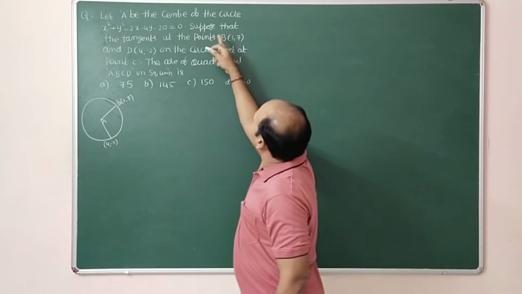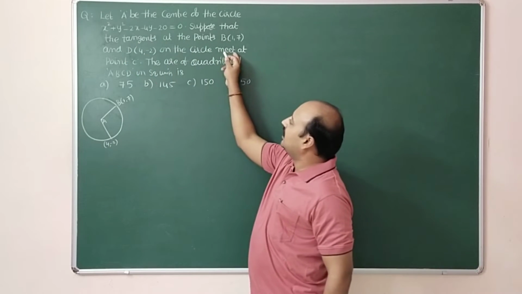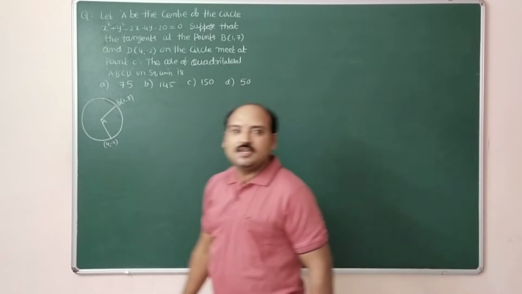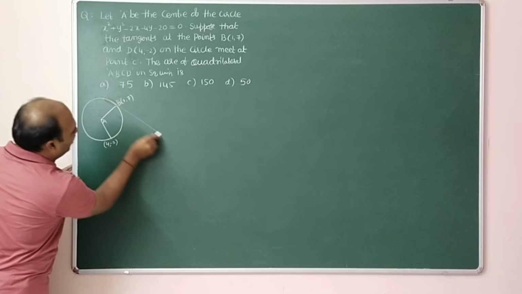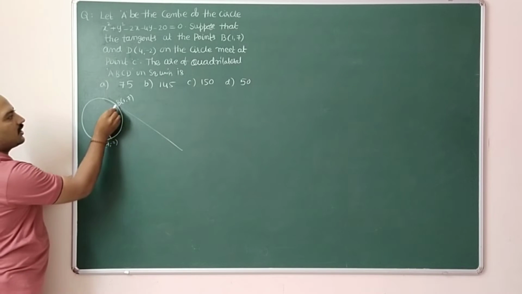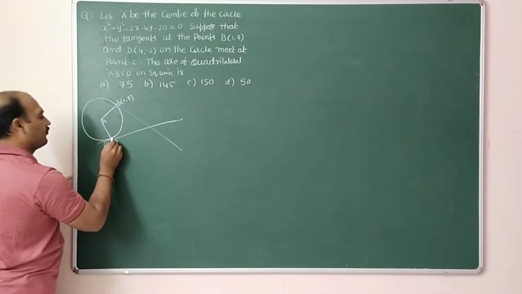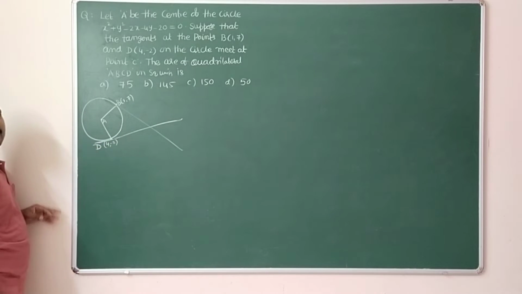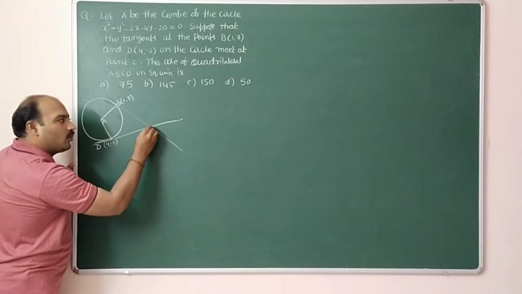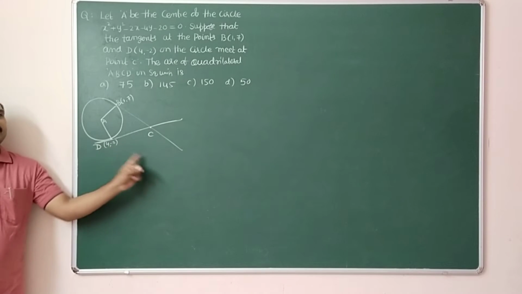Suppose that the tangents at the points B and D on the circle meet at the point C. See here, from the point B, you draw the tangent. This is the tangent at B. Next, the tangent at D. This is D point, capital D. These two tangents are meeting at what point? C point. So we need to calculate the tangent equation.